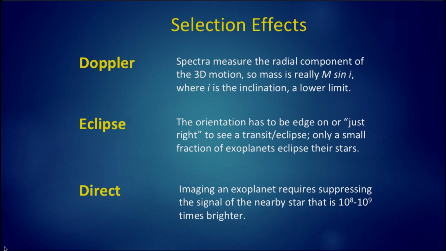And so for an individual mass, it's an underestimate by a factor which is undetermined, unless we have a statistical sample. For the eclipse method, the orientation has to be edge-on, or just right. Otherwise, the planet will not appear to cross the face of the star, as seen from our perspective. So only a small fraction of the exoplanets eclipse their stars, since they're randomly oriented in space. There's also a selection in favor of hot Jupiters, because the bigger the planet and the closer it is to its star, the larger the fraction of random orientations where we'll happen to see an eclipse.